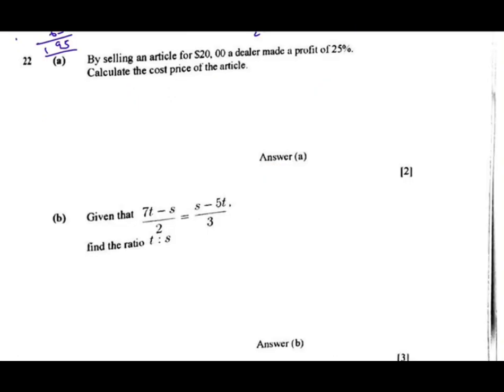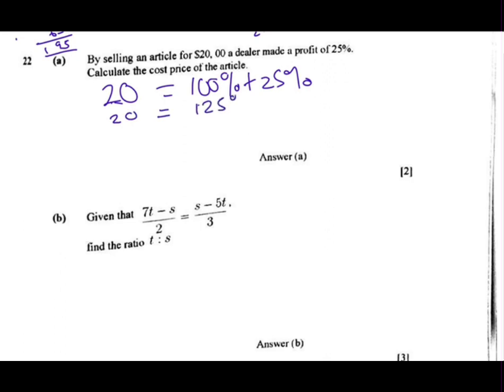By selling an article for $20, a dealer made a profit of 25%. Calculate the cost price of the article. So $20 is equal to 100% plus 25% for the profit. Then the 20 can be equated to 125%, because the buying price is included, which can be reduced to 125 over 100, which is equal to 1.25. So if 20 is equal to 1.25 of a certain number x, which was the cost price, we can say 1.25 of x is equal to 20, and then solve to find x.